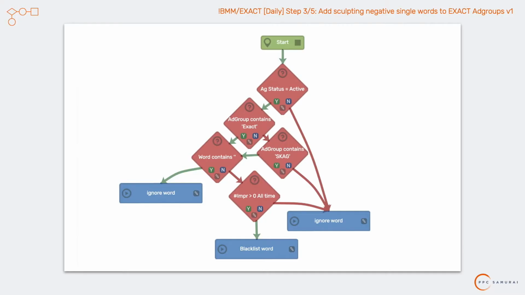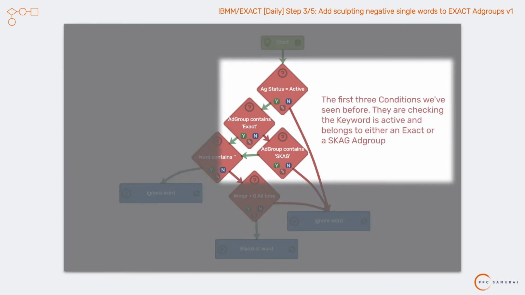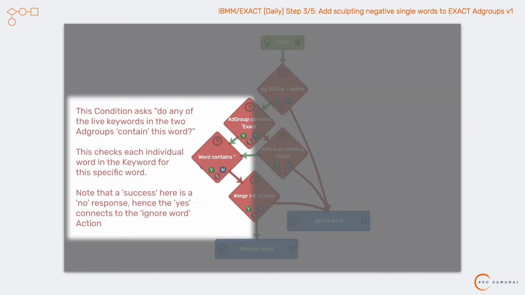By now, most of these conditions and actions should be becoming familiar, and this workflow is pretty straightforward. The first conditions are checking whether this is a keyword we want to process. It's checking if the keyword is active and if it belongs to either an exact or a SCAG ad group. The next condition, however, is a new one. This is a search query dissected workflow, which means it's checking each word in the search query.